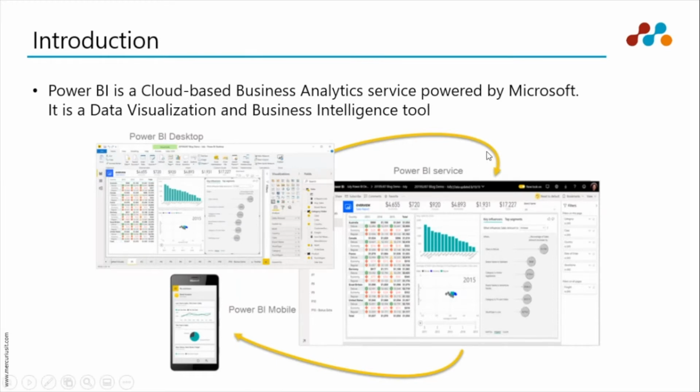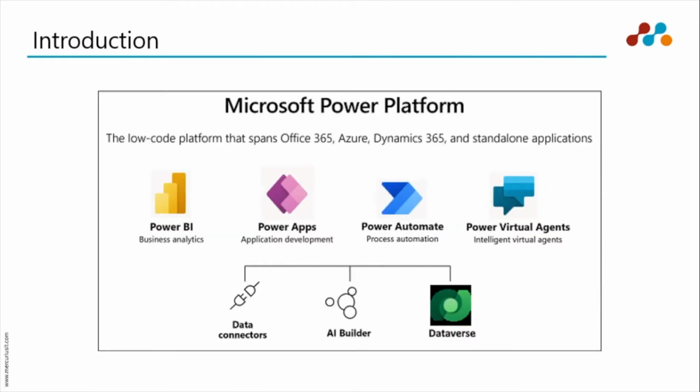The first one is Power BI Desktop. Power BI Desktop is a Windows desktop application, which we can use to connect to different data sources and build all our reports. Once we are done building them, we can publish them online, which is the Power BI service. Using the Power BI service, the end users can log into the service and view all their reports and dashboards. We also have Power BI mobile apps for Windows, iOS, and Android devices.